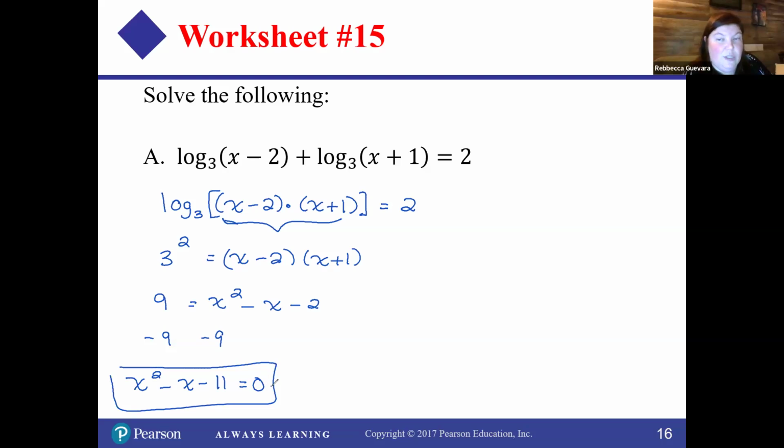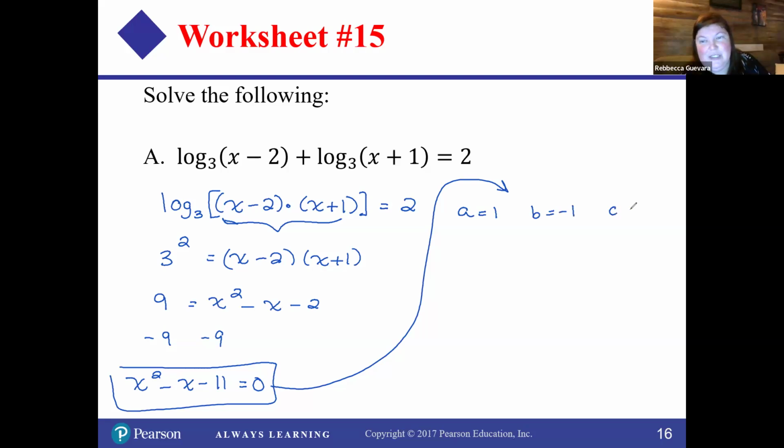So we have a quadratic to solve. We can't solve this one with factoring, but we have the quadratic formula. So a is 1, b is -1, c is -11. My solutions would be negative b plus or minus the square root of b squared minus 4ac, divided by 2a.